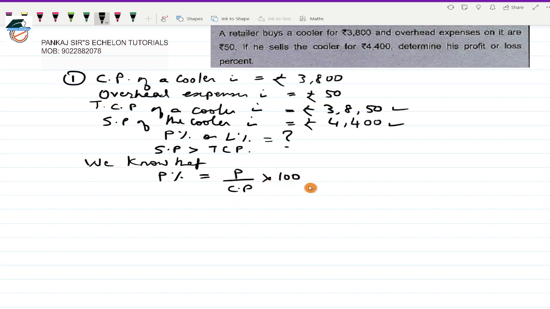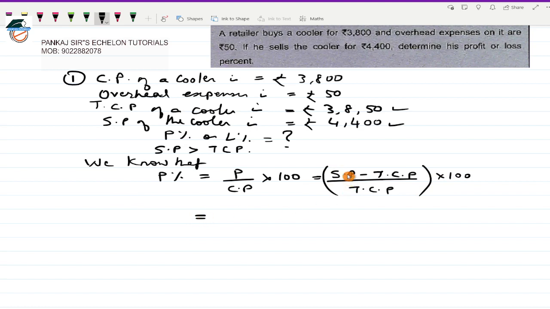This is the formula. Now this formula can be further modified. Profit is nothing but selling price minus cost price. In this case it will be total cost price, because overheads also you have to consider. So let me write here total cost price so that you are not making any mistake, divided by, now instead of cost price it should be total cost price, into 100. So this is the formula for the percentage profit. Now let us work out.